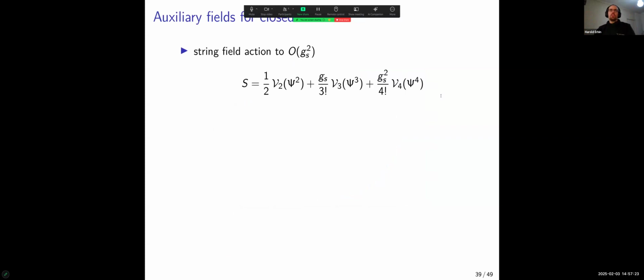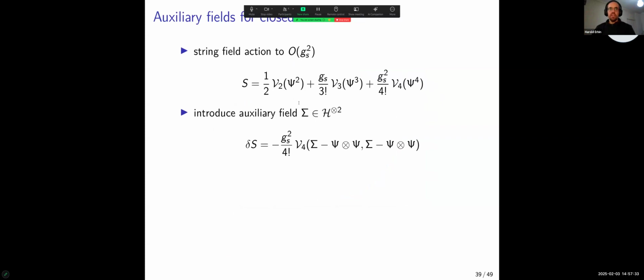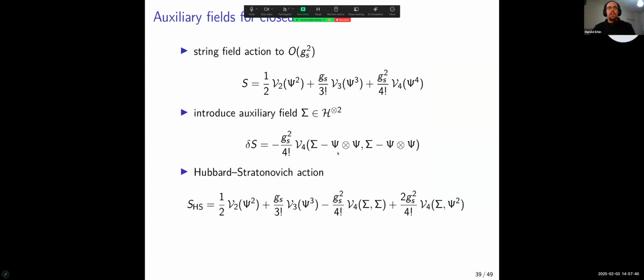Okay, so to continue, let's write the action to quartic order. We see we have the cubic and quartic vertices. V2 here is a BRST operator. I'm introducing an auxiliary field using the trick from Weinberg again. And I get this Hubbard-Stratonovich action, which looks cubic because I just have sigma times sigma, and here I have a sigma psi squared.